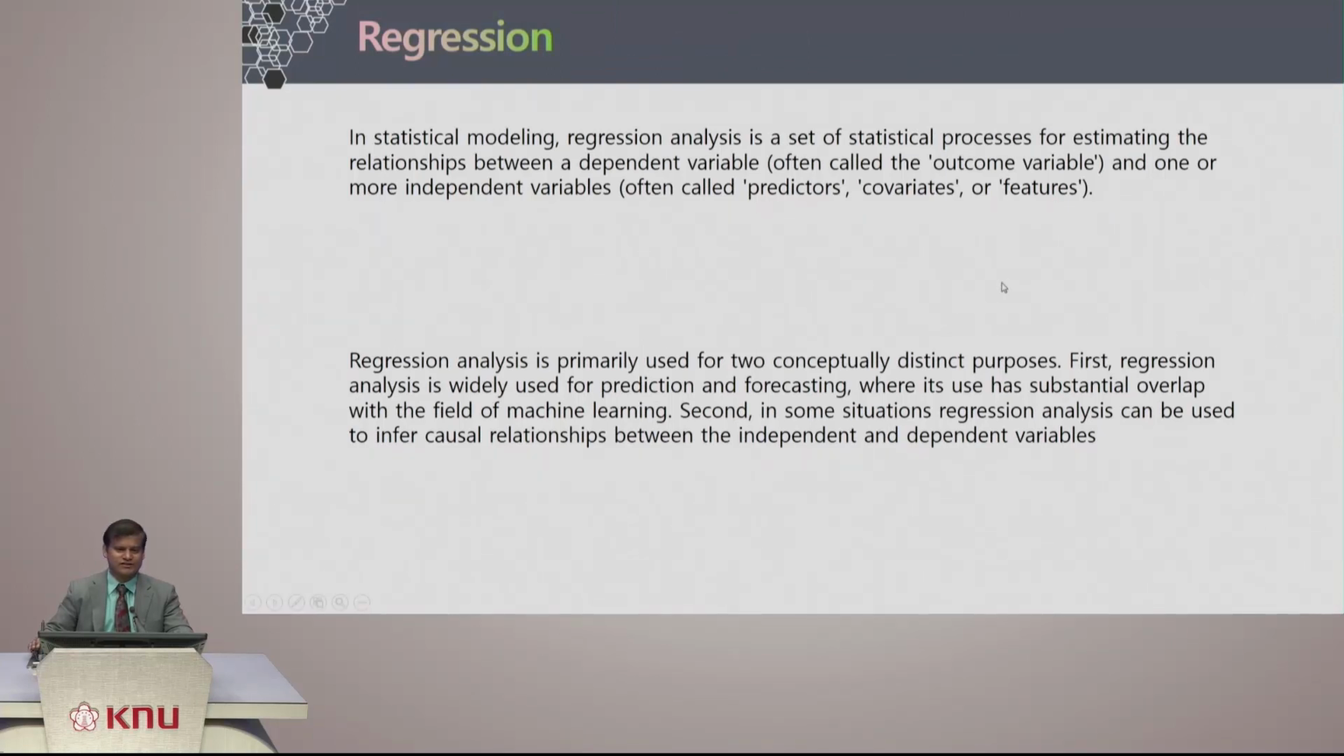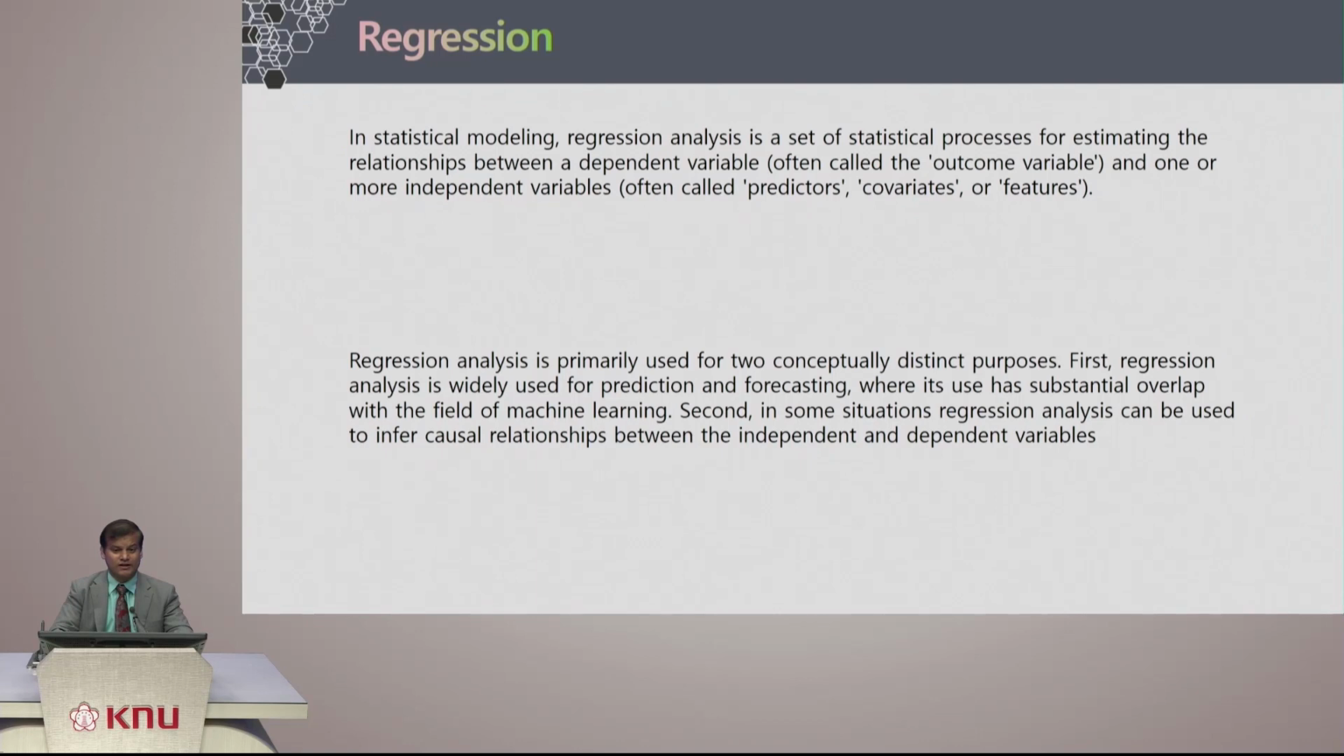Linear regression is a statistical model that helps us estimate the relationship between a dependent variable, which we often call the outcome variable, and one or more independent variables, which we often call predictors, covariates or features. Regression analysis is primarily used for two conceptually distinct processes. First, it is widely used for prediction and forecasting. It does fairly well for prediction and forecasting, and it has a substantial overlap with the field of machine learning.